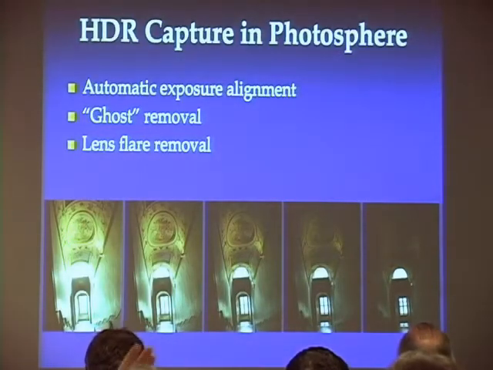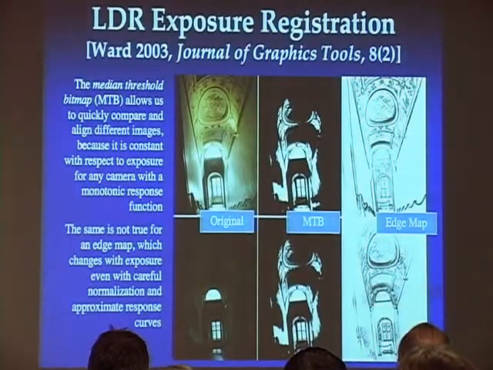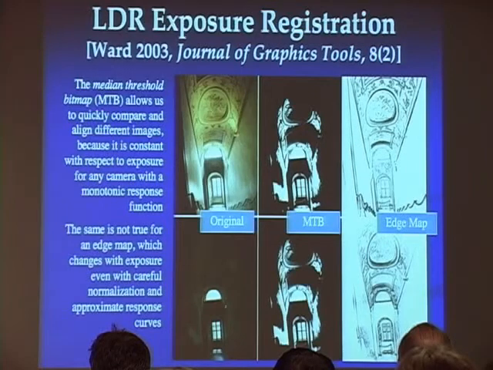So how do we do HDR capture in Photosphere? Like I said, you can take bracketed exposures such as these, and then Photosphere will align the images if necessary. And there's options for doing ghost removal and lens flare removal, which I'll show you. So the image registration is important because even if the camera's on a tripod, unless you have a tether, there's going to be a little bit of shake, a little bit of movement just from touching the camera.